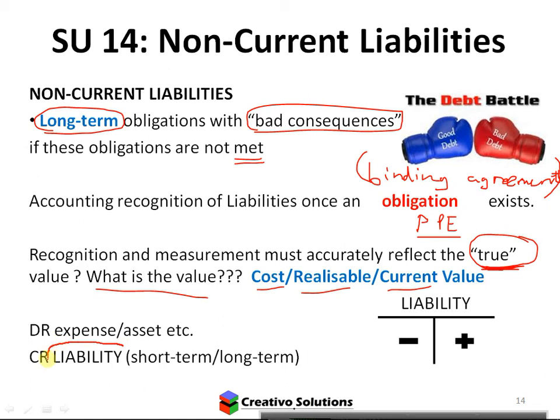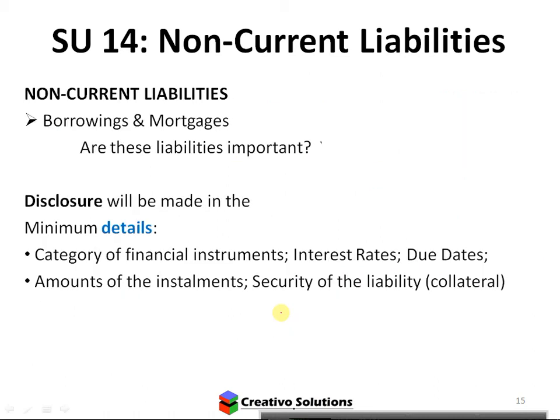The liability will then be credited. So either the short-term or long-term loan will be affected. Short-term if it's a credit card, bank overdraft, creditors. Long-term if it's a bond or long-term loan. Vehicle asset finance would also be considered long-term. And the rule stays the same: debit minus, credit plus. And then just a note over here in terms of disclosure.